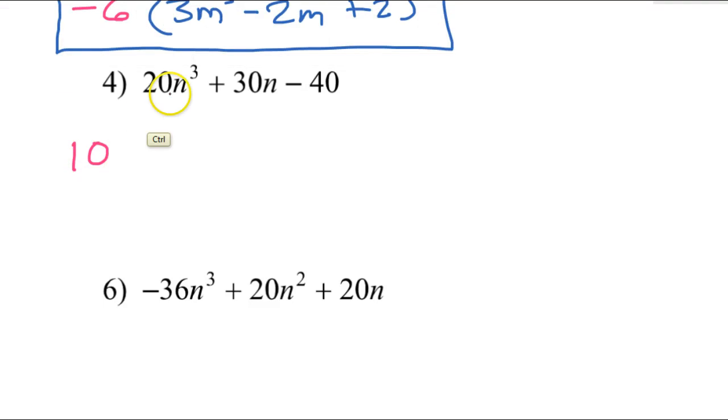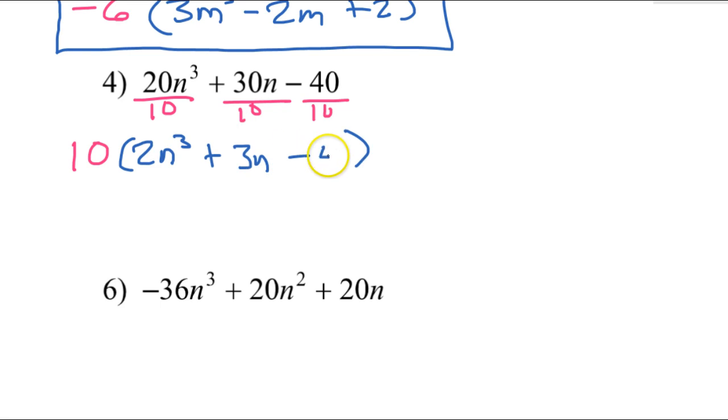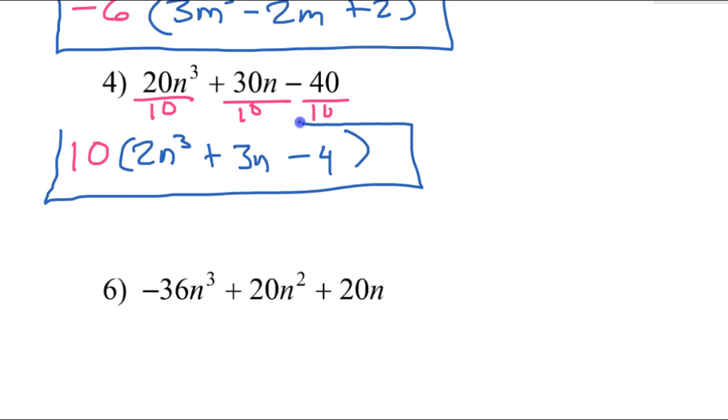Anyway, if 10 is the common factor, then I need to divide by it, because that's what tells me what goes inside the parentheses. So this is going to be 2n to the 3rd power plus 3n minus 4. Now I look to see, is there anything that will divide evenly into 2, 3, and 4? No. So that means this is the final answer. 10 was, in fact, the greatest common factor.